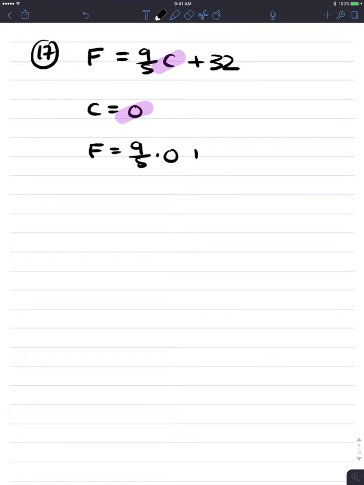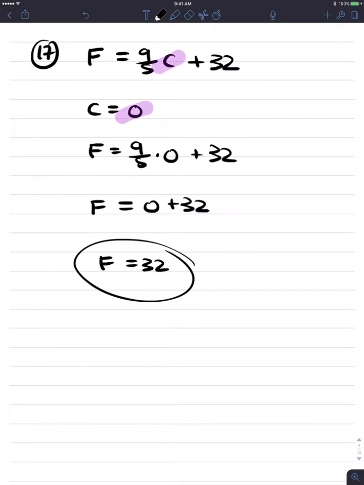Number 17. The temperature in the lab measures 0 degrees Celsius. C is 0. What is the Fahrenheit temperature? They want to know what Fahrenheit is. Fahrenheit is 9/5 Celsius plus 32 degrees. In this problem, Celsius is 0 degrees. We're going to replace 0 for our C value, because that's what it is. We get Fahrenheit to be 9/5 times 0 plus 32. 9/5 times 0 is 0, and 0 plus 32 is going to give us 32 degrees. This is number 17.